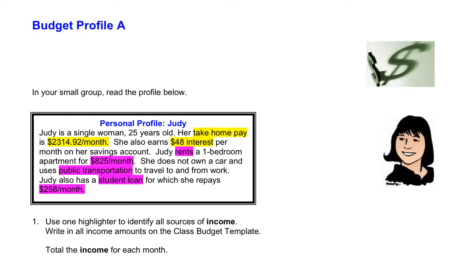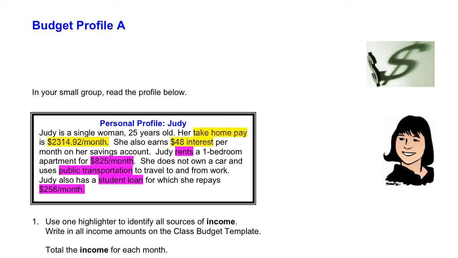So the first thing I highlighted was her take-home pay of $2,314.92. So it's important that we use our take-home pay. This is after deductions are taken off of our paycheck. She also gets $48 of interest per month in her savings account, so that's great.